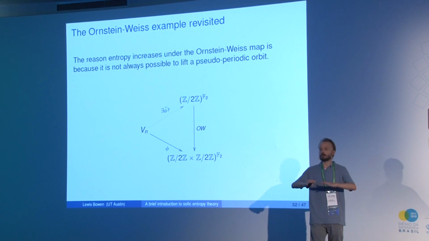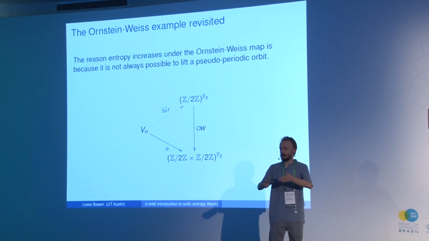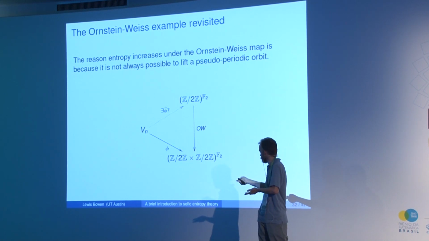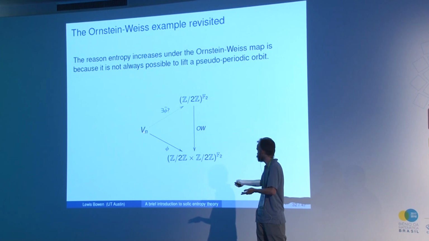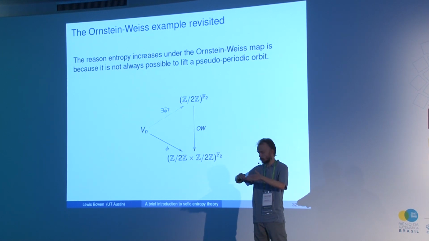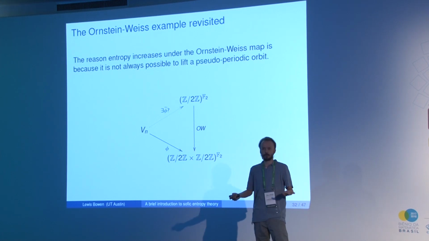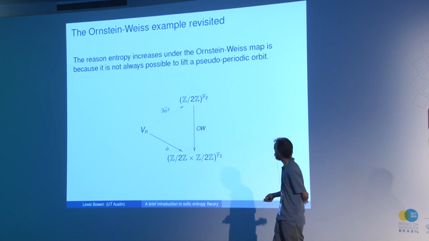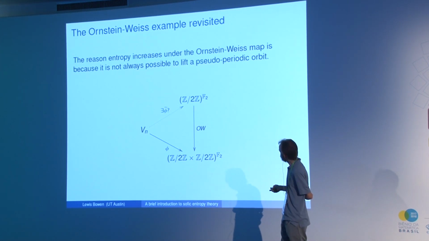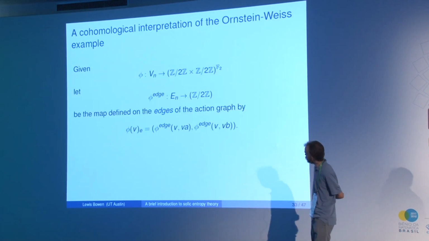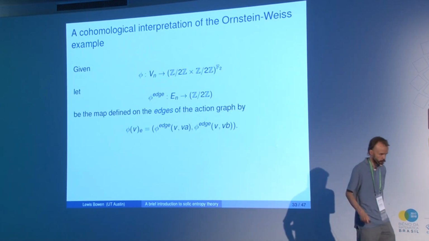So because those are just partial orbits. I'm sorry. Like for Z, for example, if the group is Z, any pseudo-periodic orbit is close to a partial orbit, and you can lift up partial orbits. This is related to some, this has a cohomological interpretation.